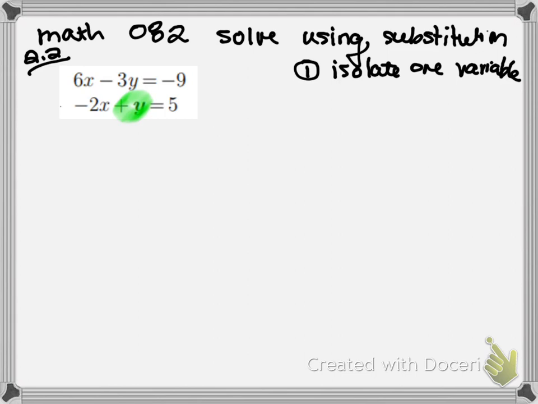So to save myself time and energy, I am going to choose to rearrange this second equation here by adding 2x to both sides of the equation, which yields y equals 5 plus 2x, or if you'd like, you could write y equals 2x plus 5. So that's my first step, and again, I chose this equation intentionally because it would have the fewest number of steps to have me reach my goal, which was isolating my variable. Okay, so I've isolated y.